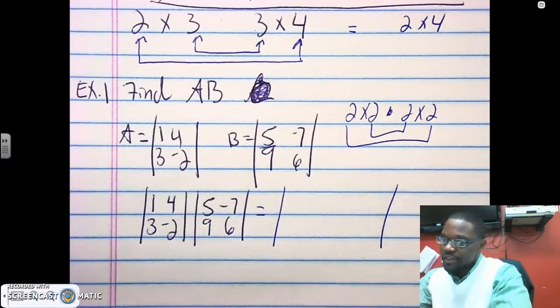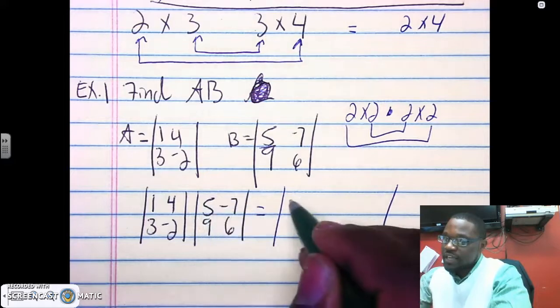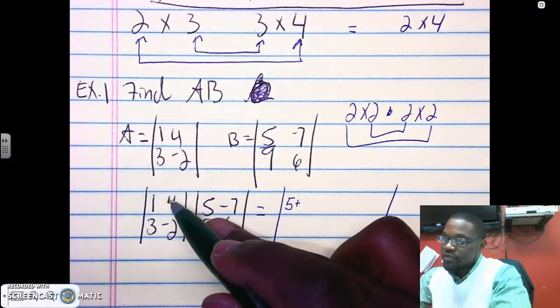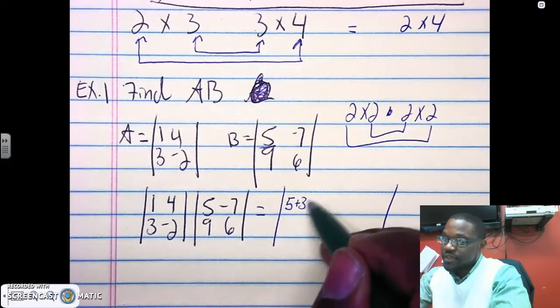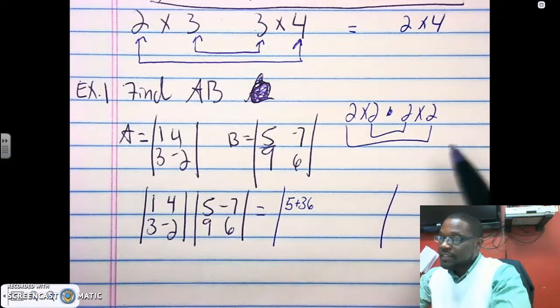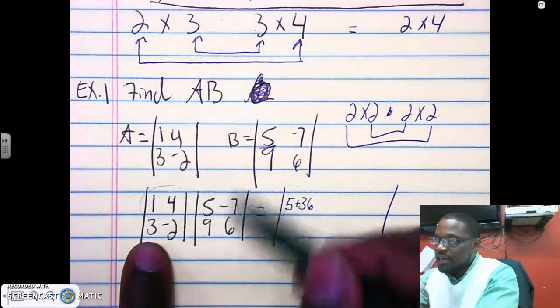So let's look at what I have here. What you would say is 1 times 5 is 5, plus 4 times 9. What's 4 times 9? 36. That's the first number right there. The second number is going to come from this row and this column right here.